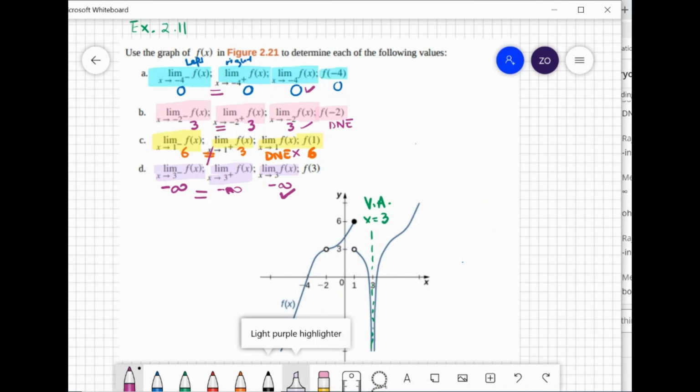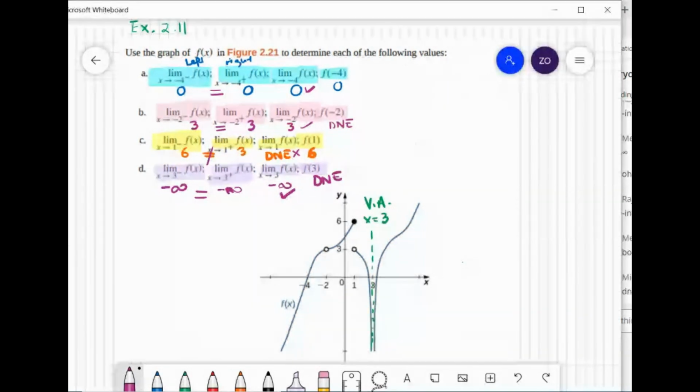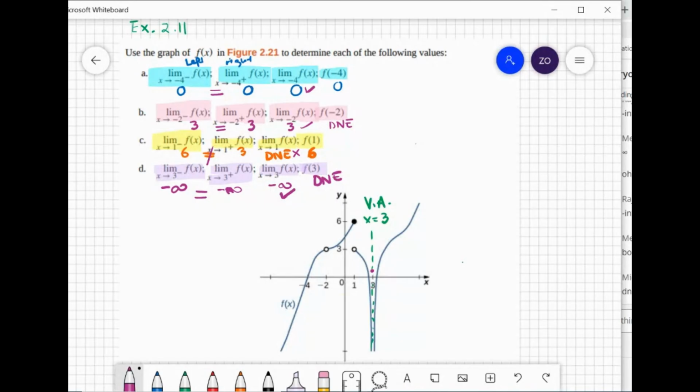And what do you say for f of 3, the last part? F of 3 equals what? What should we say for f of 3? DNE. Thank you, Michael. So this does not exist because the graph doesn't show in here. As you see, there is no point on this vertical line. There is nothing. There is no intersection on the graph.